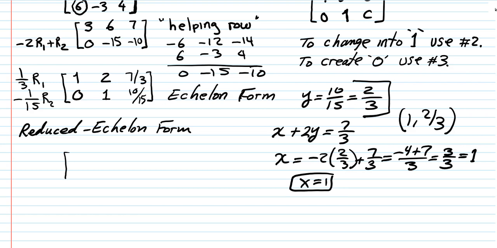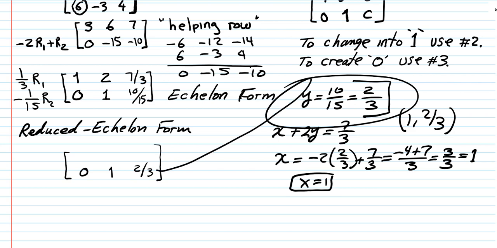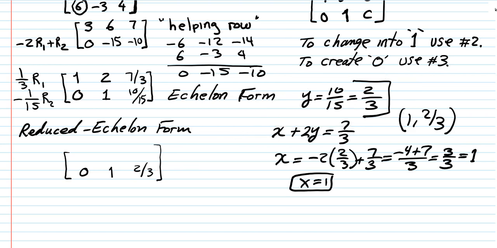We're going to leave the second row intact. And I'm going to rewrite 10/15 as 2/3. Is that okay? Because we just resolved it here. That's what that is, 2/3. Now, in order to create 0 directly above it, right now there is a 2 here. We need a -2. So let's do -2 times row 2 added to row 1.